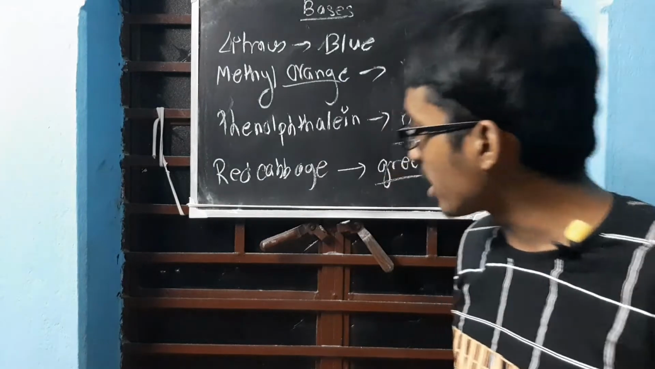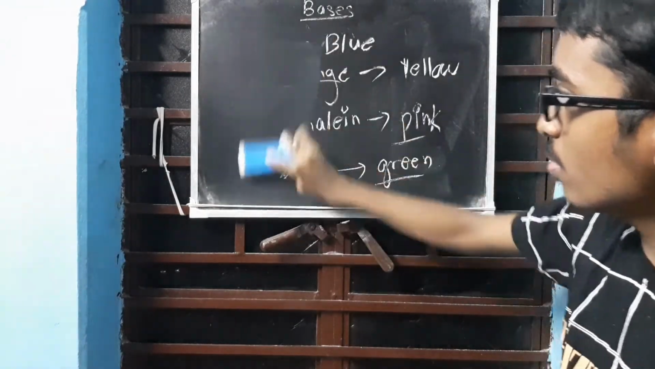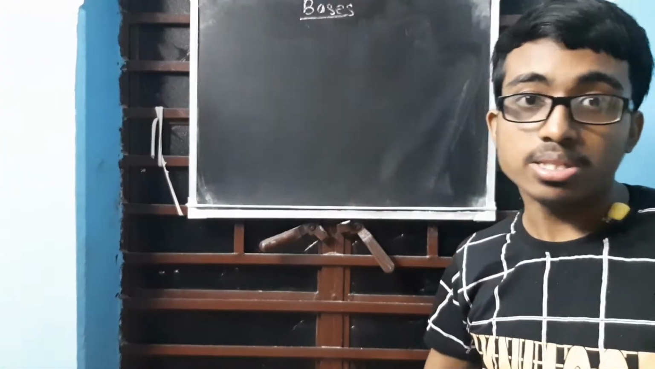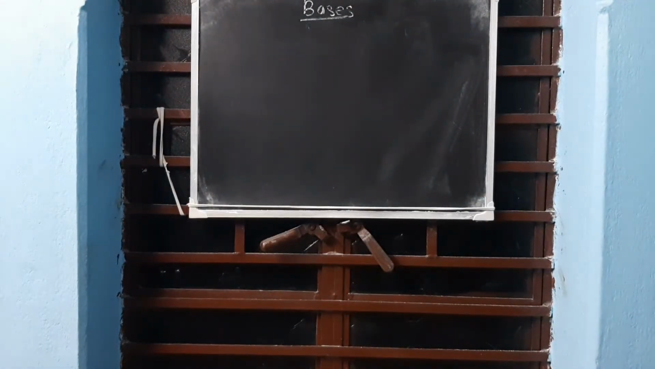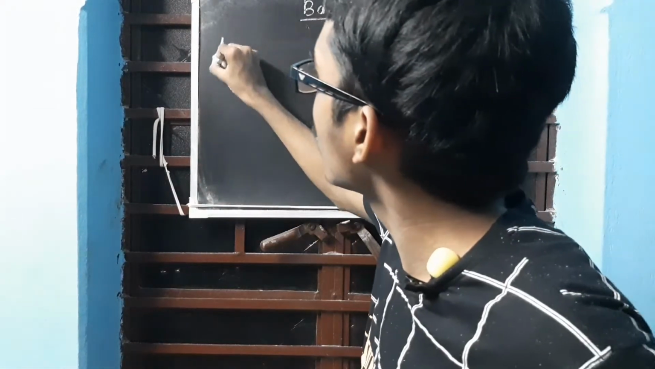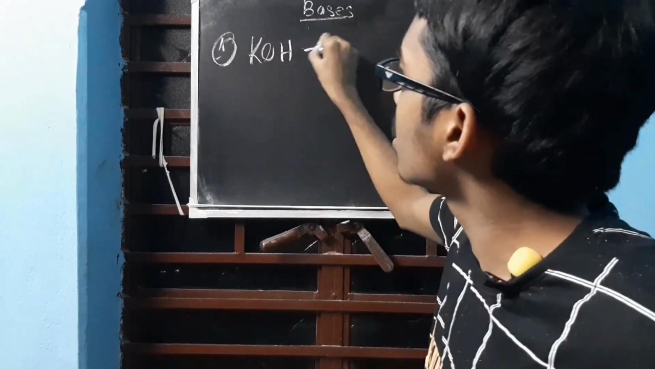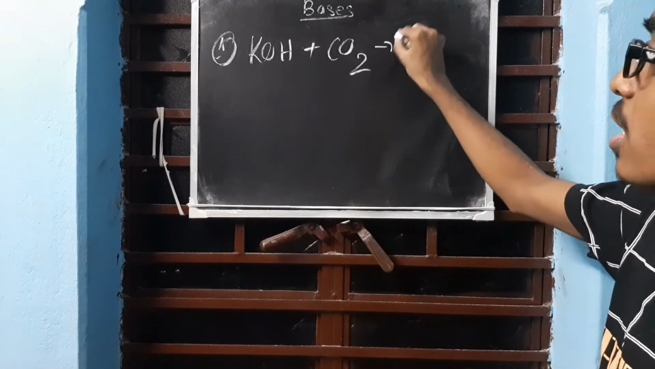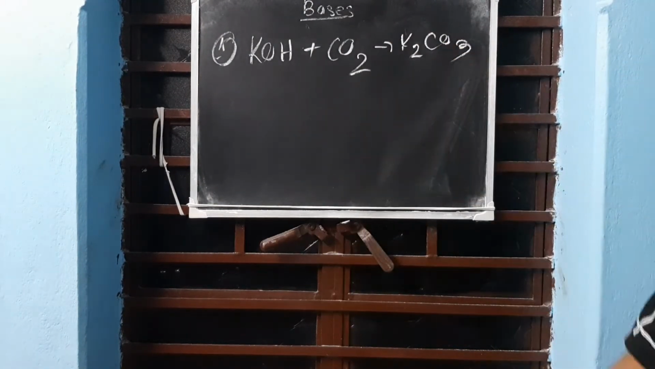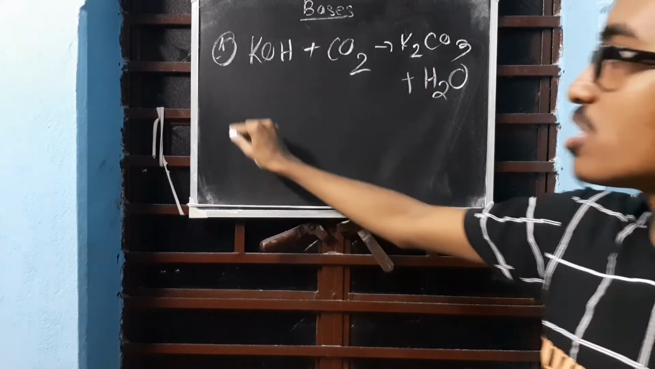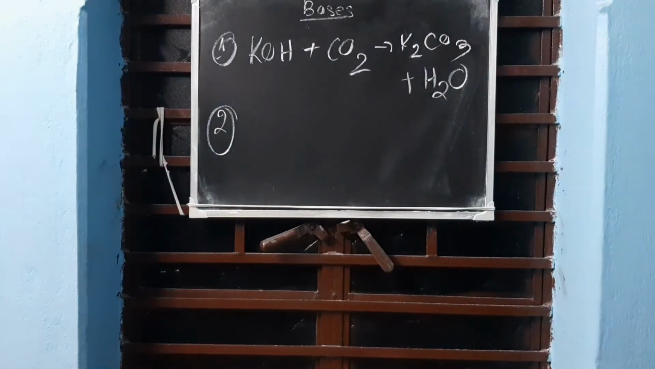Now comes the chemical properties of the bases. What are the chemical properties that you need to remember? Chemical property means reactions will come into play. First one, bases absorb carbon dioxide. Certain bases, as you have studied in biology, like KOH, absorb CO2. So KOH added to CO2, what will happen? K2CO3 will be formed along with something else. What? Water. Clear? So they react with CO2 to form the respective carbonate. So they absorb carbon dioxide.